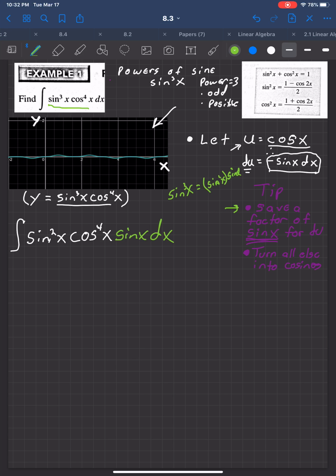That's what I mean by this tip, to save a sine of x for du. Ready? Now let's go ahead and follow our recipe. We're going to let u be cosine of x, and as we've already seen, the consequence of letting u be cosine of x is that du will equal negative sine of x dx. At this stage of the problem, I'm going to leave that cosine alone. All I'm going to do is plug in u, my apologies here.